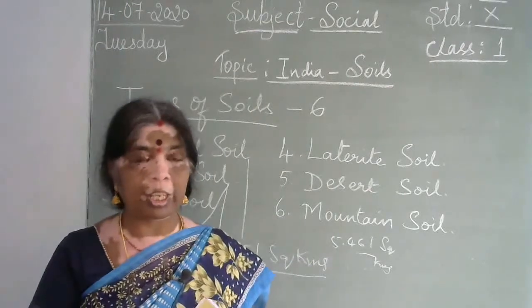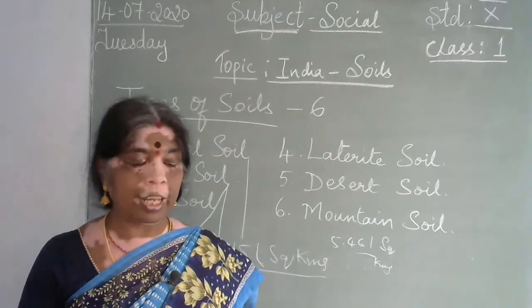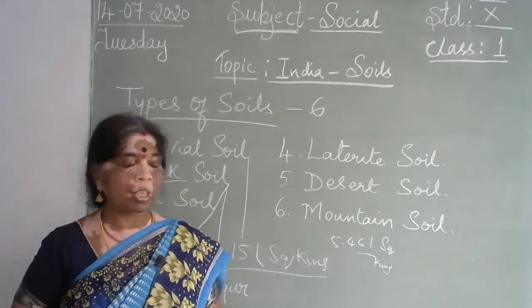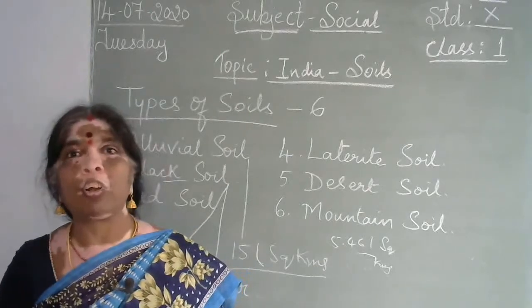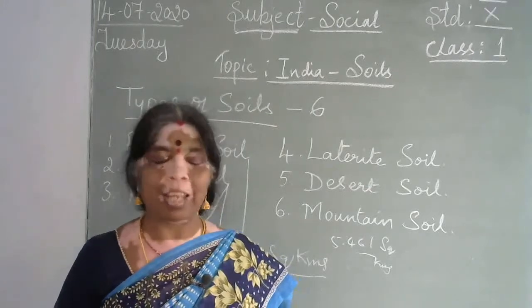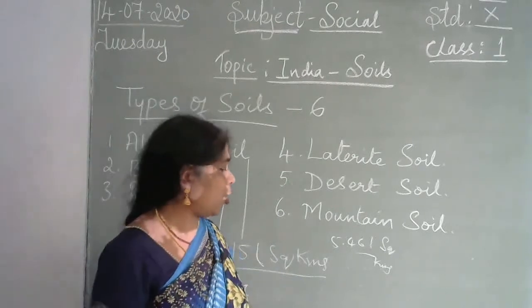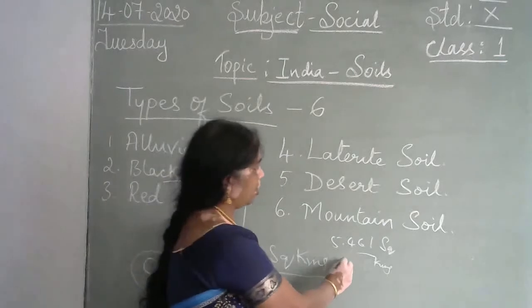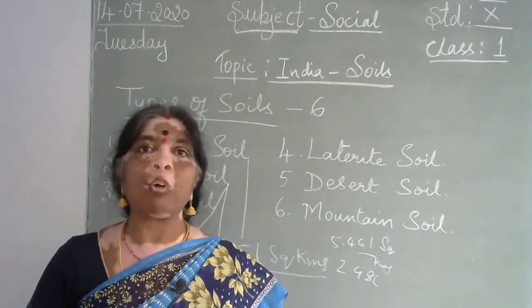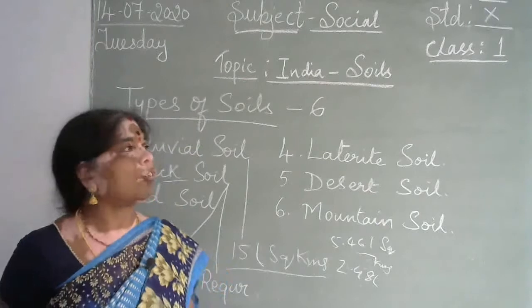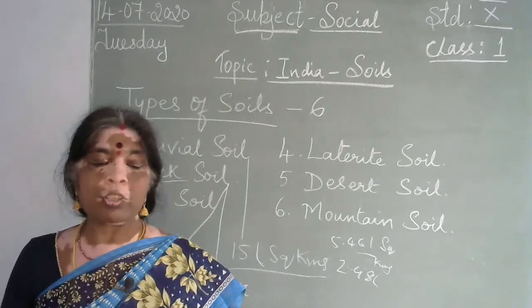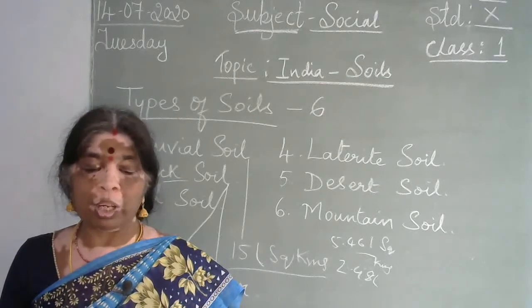So let me go for next, that is laterite soil. Laterite soils are found in the tropical areas under high temperature and rainfall. So temperature is very high and rainfall is also more. In those places you find this laterite soil, and these soils cover the area how much? 2.48 lakh square kilometers, and they are mainly found in the uplands of the Western Ghats, Eastern Ghats.